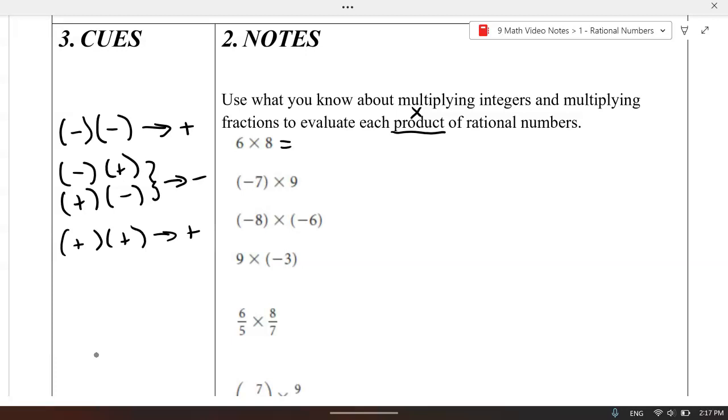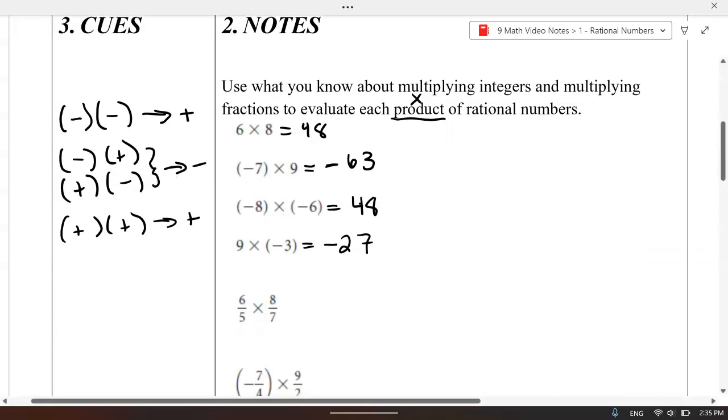Okay, 6 times 8 is going to be 48. Two positive numbers, easy peasy. Negative 7 times 9, I know is going to be negative because there's one negative. Negative 63. Hey, there are two negative numbers here, and so two negative numbers multiplied together is a positive number. 8 times 6 is going to be 48. And then 6 times negative 3, it's going to be negative because we have one negative number. 9 times 3 is going to be 27, so negative 27.